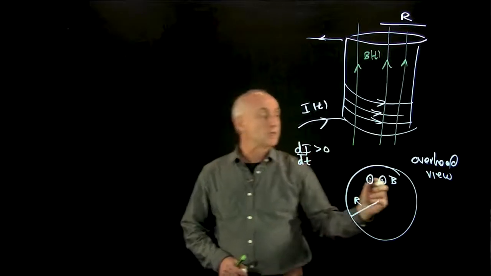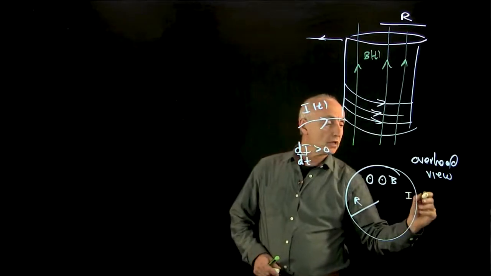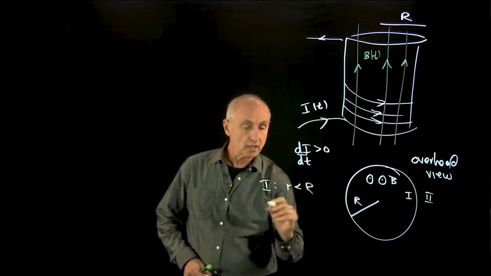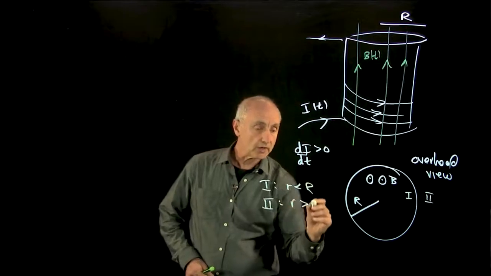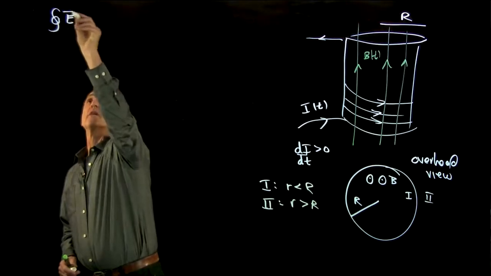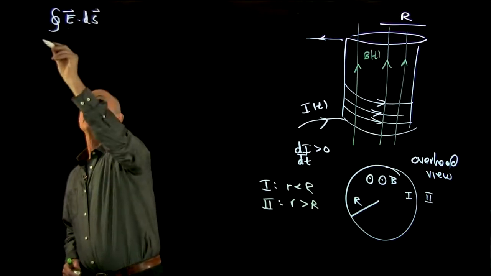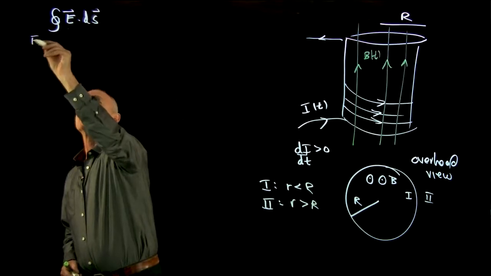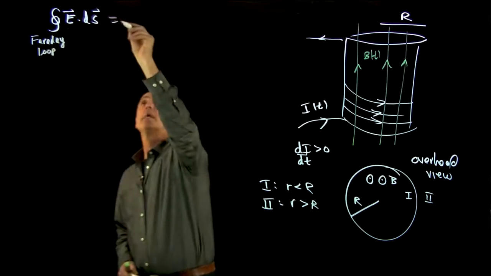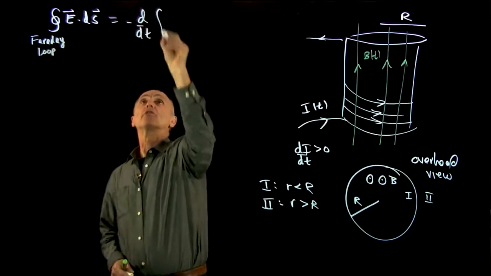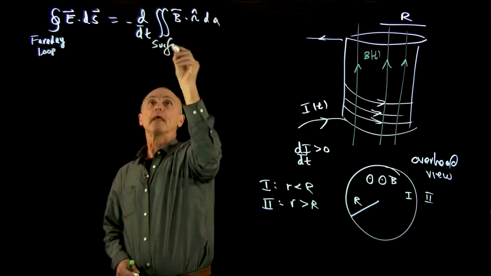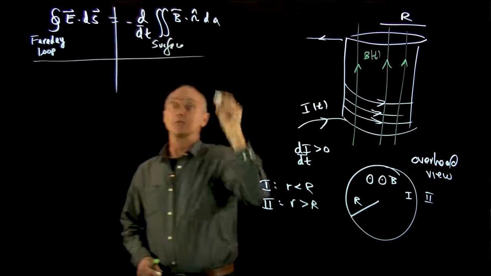Now, there's two regions of space. So let's call this region 1 and region 2. Our region 1 has little r less than big R, and our region 2 has little r greater than big R. And now I'm going to apply Faraday's law, which says that the line integral of the electric field around a closed path, which we're going to call our Faraday loop, will be equal to minus the change in magnetic flux through a surface with that loop as a boundary. And this is the law that we'd now like to apply.